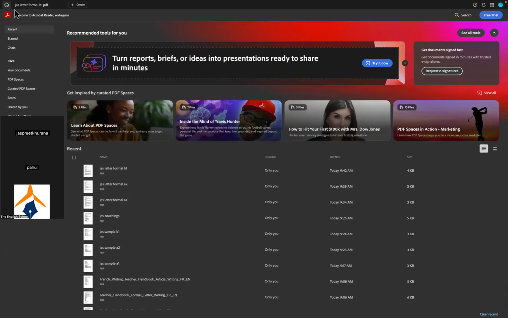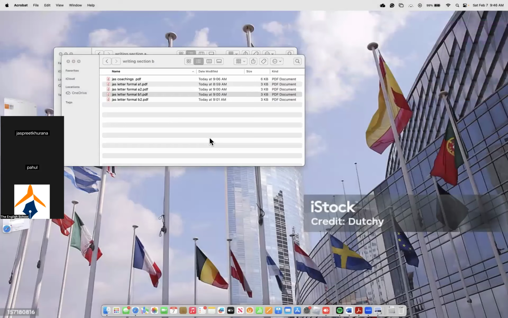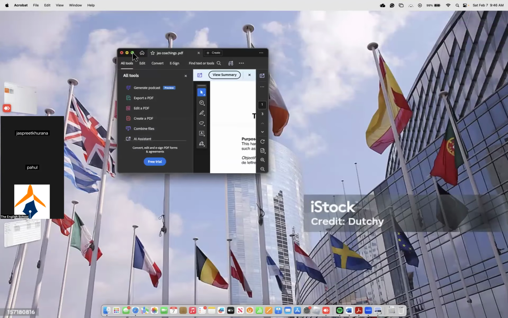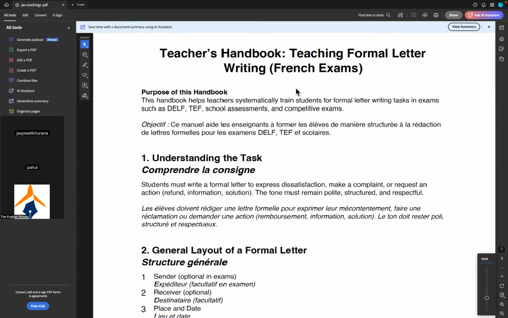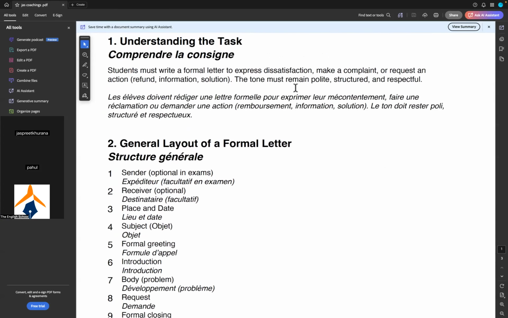Again, same line. Now we will close it and minimize it. Coming down to the structure now, just coachings. This is how we write the formal letters, okay? Now, coming down to this. Understanding the task. Students must write a formal letter, express dissatisfaction, make a complaint, or request an action, refund, information, solution. The tone must remain polite, structured, and respectful.